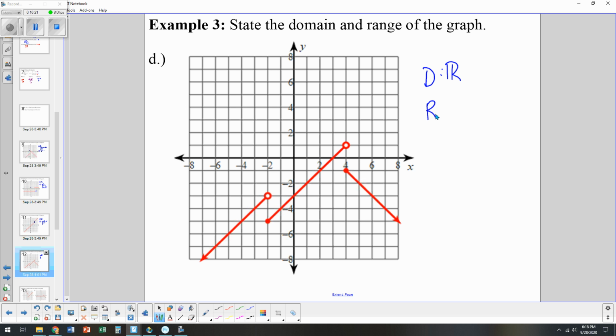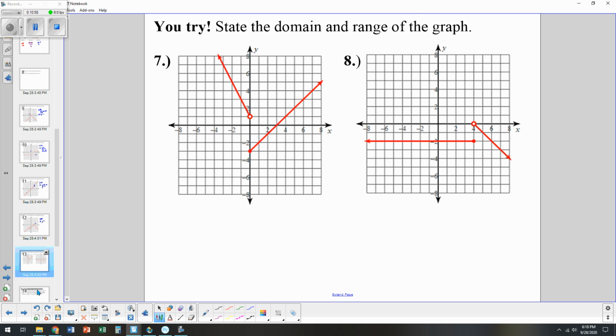My range, there's nothing happening in this picture up here. So everything's below this dot. So this dot's y value was positive 1. It's open, so it's not equal to. So its y is less than positive 1. That accounts for every single number that happens below that, which includes this line and this line. So you don't have to worry about the fact that there are 3. Everything that happens is below that positive 1.